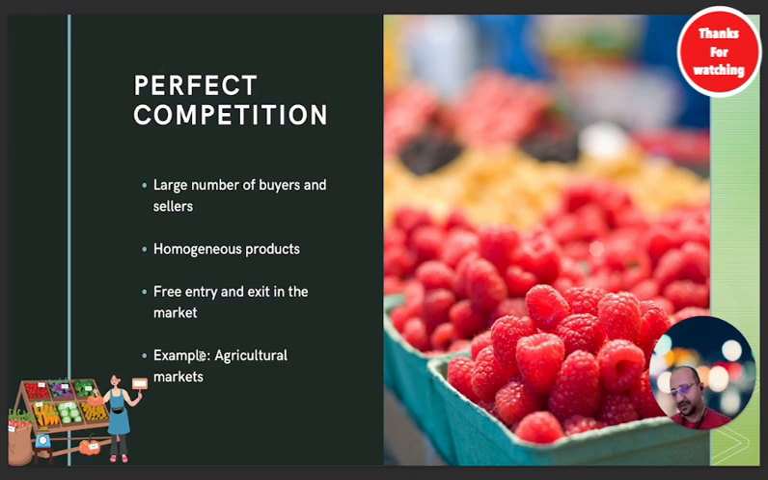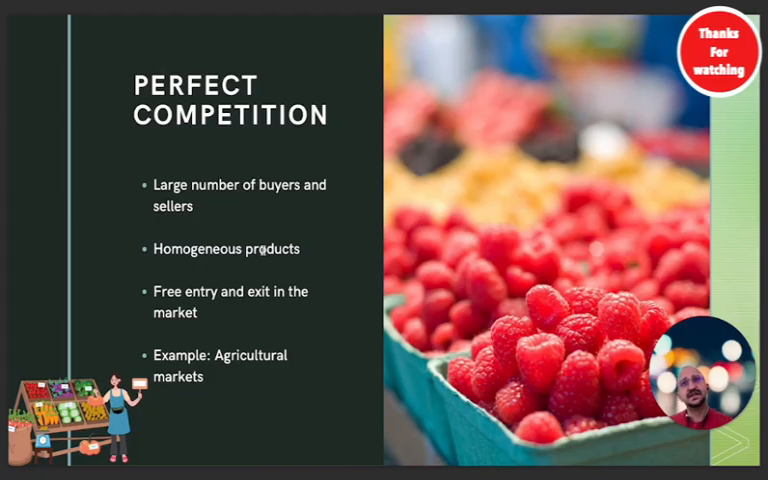Now, let me tell you how it works. There are so many farmers growing wheat, for example. The quality of wheat will be more or less quite similar. There will be very, very little difference in the quality of wheat. Everyone is producing the same thing. Over here, the product is homogeneous. There is no differentiation in the product.